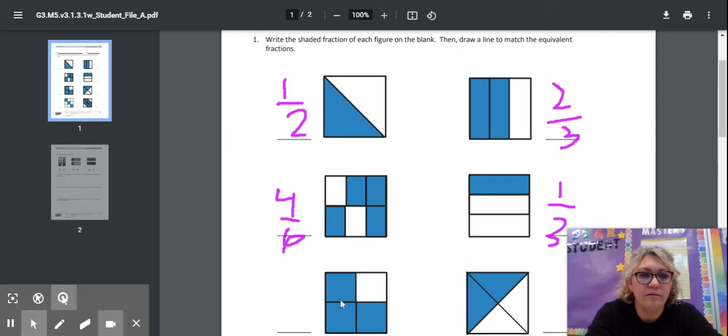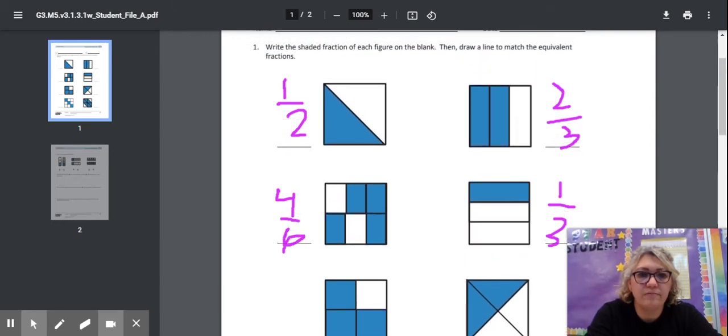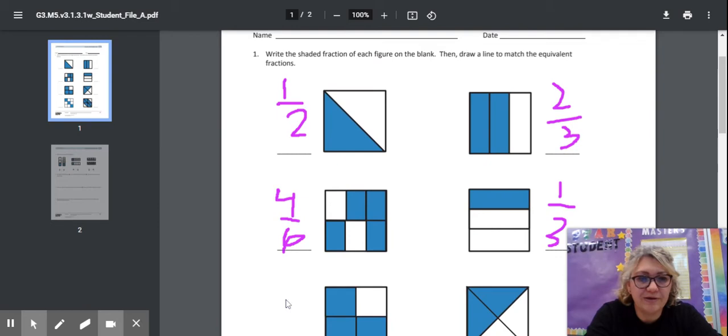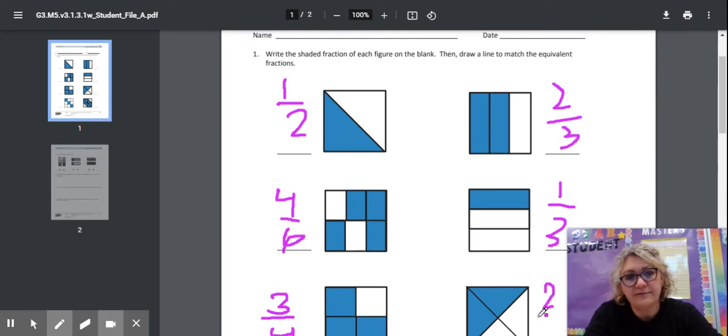Okay, right here we have 3/4. And then right here we have 2/4. Okay, so let's look at these for just 1 second. I can tell by looking at the shaded part of 2/4 and 1/2 that they go together. So I'm going to put those two together.